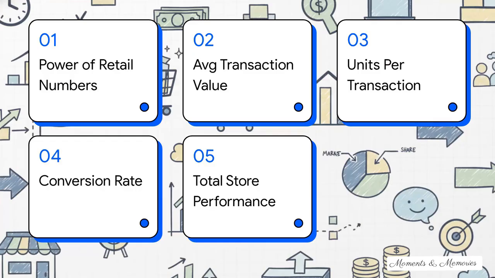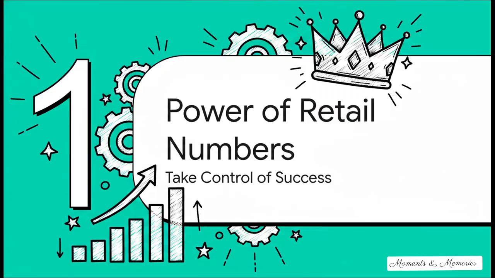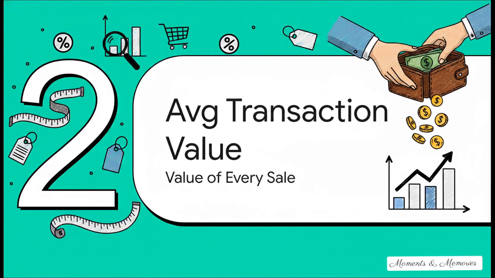Here's our game plan for today. We'll start with the power of retail numbers, dive into the big three: average transaction value, units per transaction, and conversion rate, and finally wrap up with how impacting total store performance ties the whole shebang together. All right, let's jump straight into part one, the power of retail numbers, taking control of your retail success. Moving on to part two, average transaction value, measuring the value of every single sale.